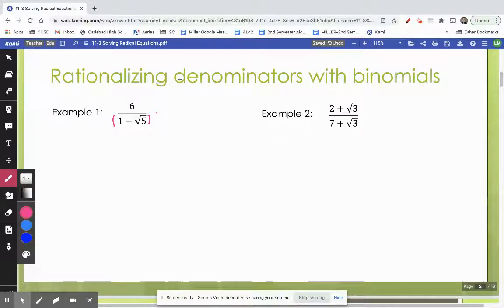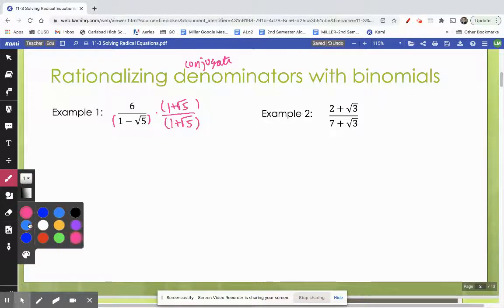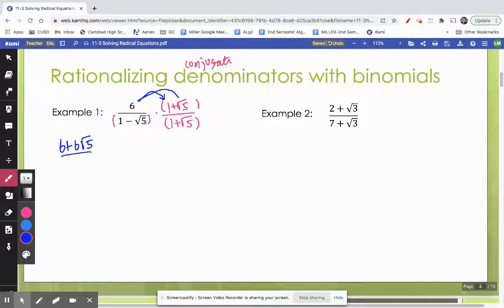So here's what we're going to do, kind of like when we were dealing with complex numbers, we're going to multiply by the conjugate. So if that word rings a bell, here's what that looks like. The conjugate of 1 minus the square root of 5 is 1 plus the square root of 5. Same thing to the top and the bottom. Now we are going to distribute on the top. So we have 6 plus 6 root 5. And on the bottom, we have a binomial times a binomial. We have to FOIL this. So first term's 1.